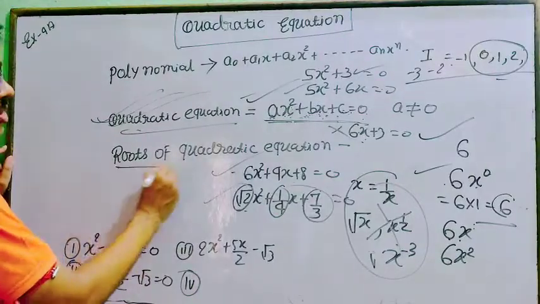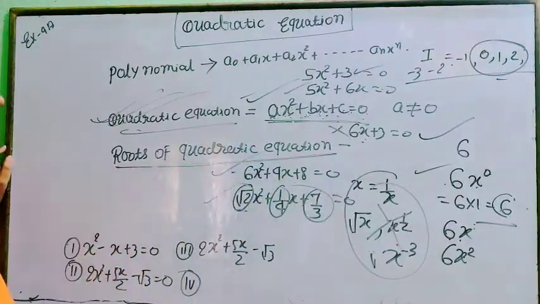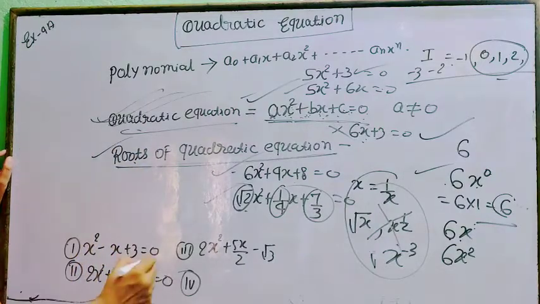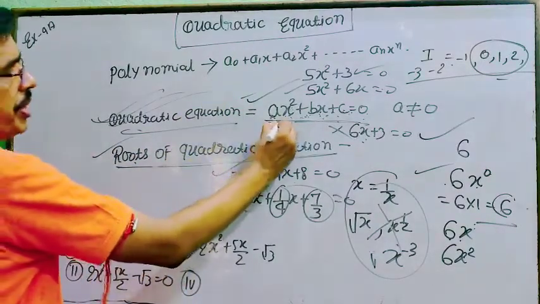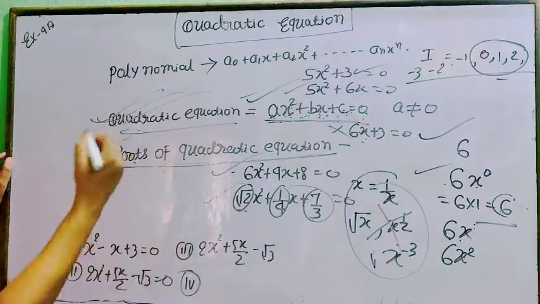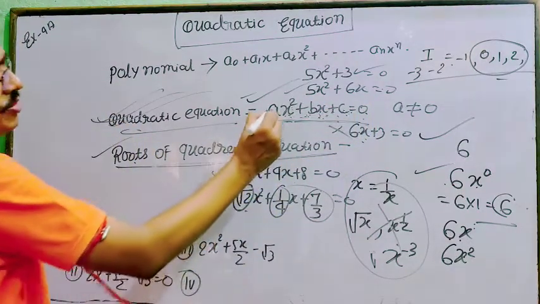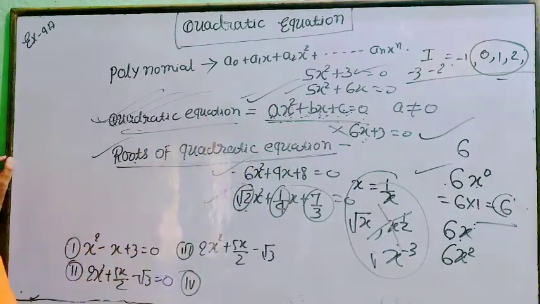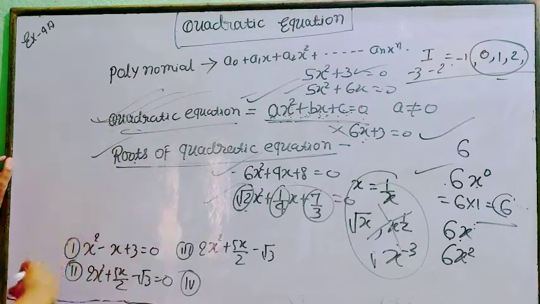What are the roots of quadratic equations? Another name for the roots is zeros. If ax square plus bx plus c is equal to 0 is a quadratic equation, then any value of x that, when substituted in the equation, gives the result 0, is a root of the equation. That is called a zero of the equation.